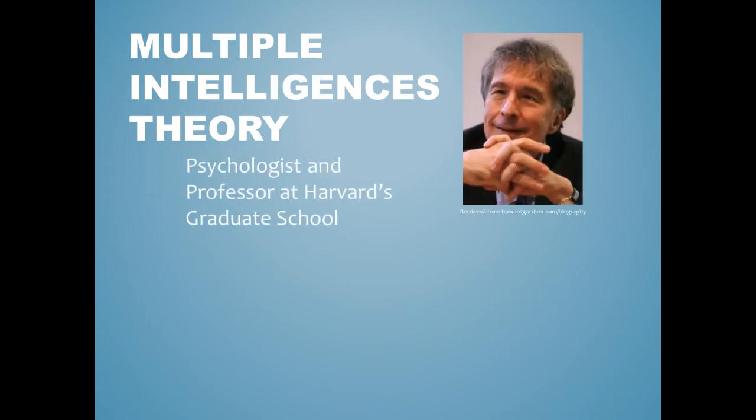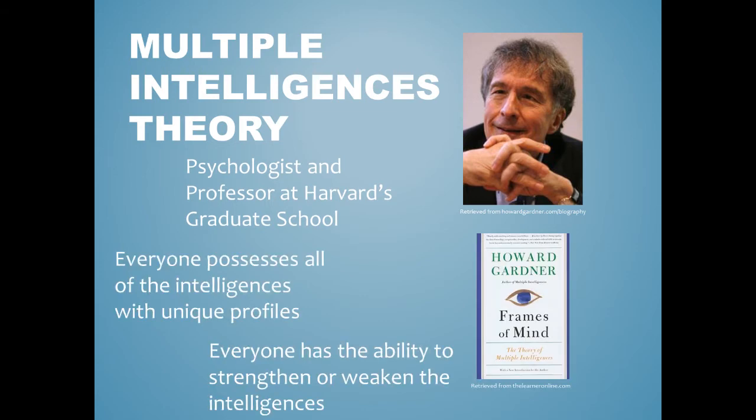Gardner is a psychologist and professor at Harvard's Graduate School. He first conceptualized his theory in 1983 with his book Frames of Mind. His theory asserts that everyone possesses all of the 8 intelligences he has described, but each person has their own unique intelligence profile. This means that each person has intelligences that they are stronger in and weaker in, and everyone has the ability to strengthen or weaken them.